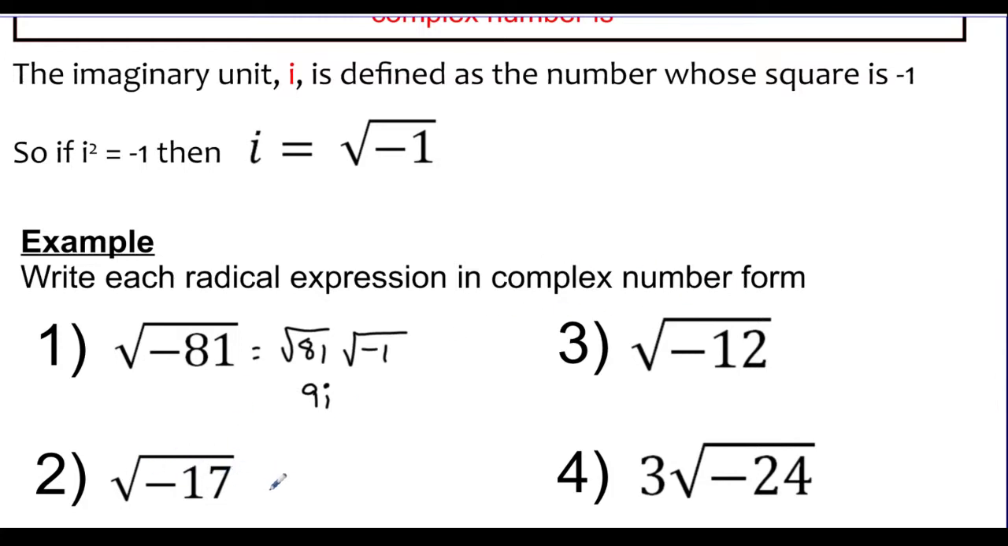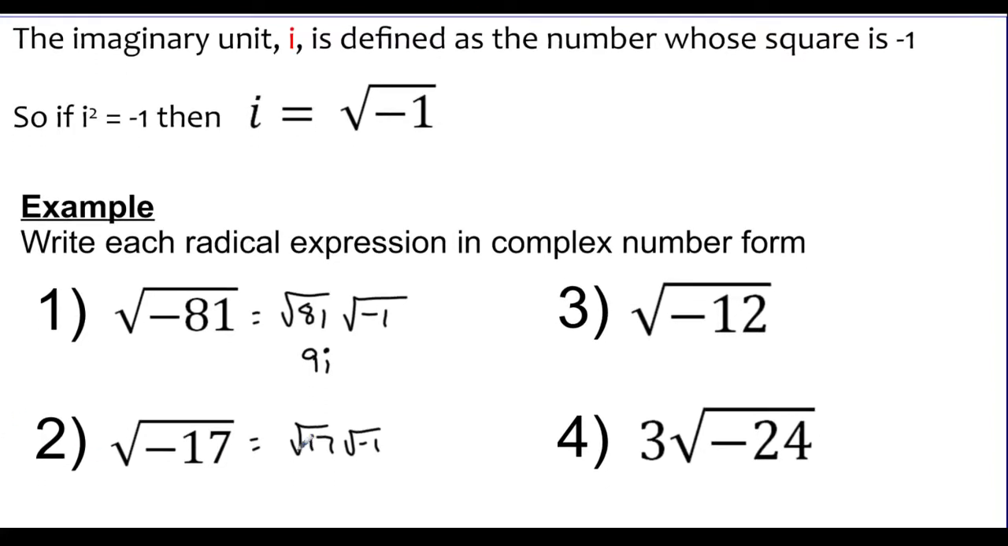The square root of negative 17, again, same idea. I'm going to say the square root of 17 and the square root of negative 1. So if I looked at this one, I would say, I can't do anything with the square root of 17. I'm not going to take the square root because I want to leave it in radical form. So I can't break down 17 at all. So this is done. I can't do anything with this.